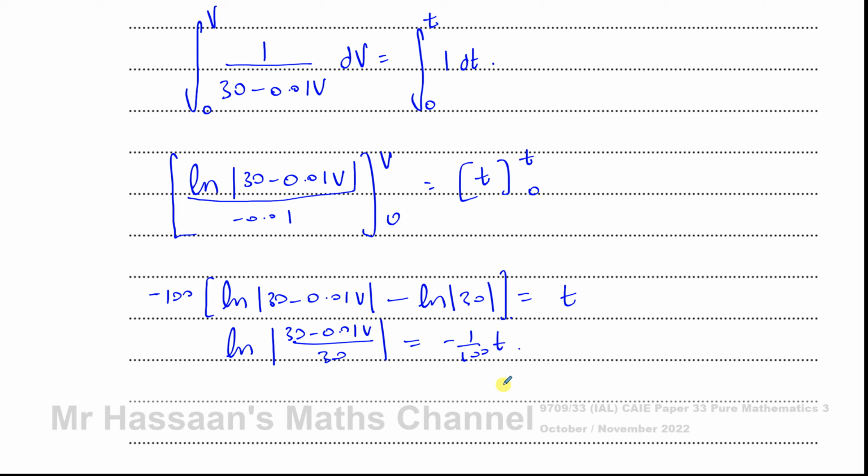Okay, so now to make v the subject of this, I have to basically rewrite this in terms of index form. This means log to the base e of something equals something. So it's going to be e to the power of this. So I have e to the power of negative 1 over 100 t is equal to all of this, which is 30 minus 0.01 v over 30.